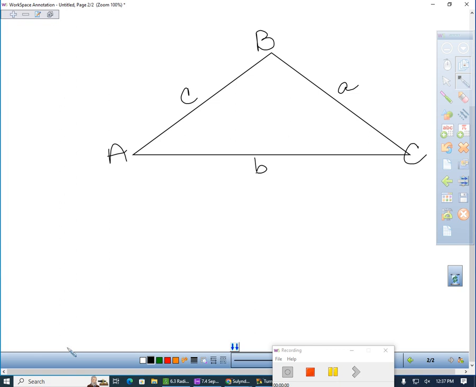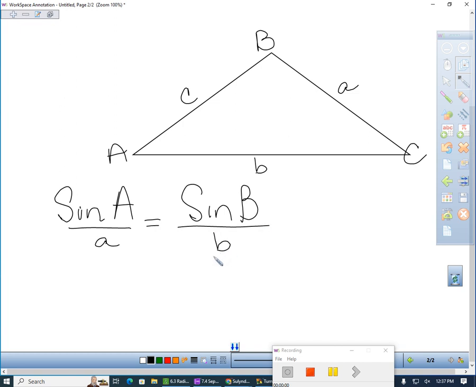Now this is finding sides and angles of non-right triangles. Okay? So we're going to be able to do it differently. No more Pythagorean theorem. We're going to do what we call the law of sines. So the law of sines follows ratios. Those ratios are the sine of A divided by side a is equal to the sine of angle B divided by side b, which is equal to the sine of angle C divided by side c.